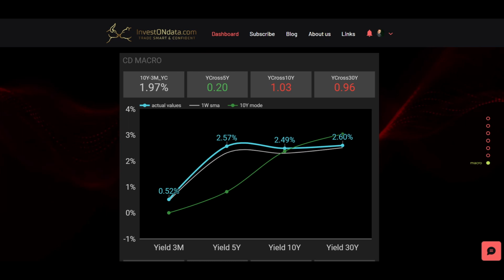The green graph named 10 mode provides you a taste of how a yield curve looks like in a bullish environment based on average values of the past 10 years. Having those 3 graphs on one screen, you can immediately see how far we are today from a healthy environment and in which direction the market is moving.